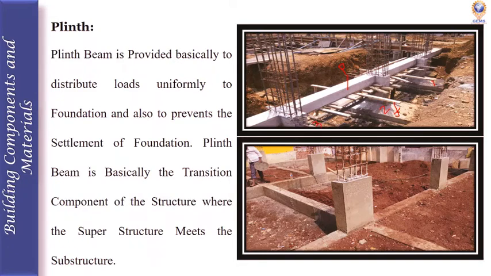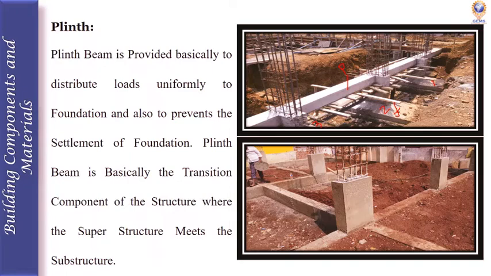Without the plinth beam, the first foundation may get higher load intensity. So due to the higher load intensity, what will happen? That foundation may go to settlement. If one foundation goes to settlement, it will affect the whole structure. So to avoid that, we introduce a plinth beam in the structure to distribute the load evenly to the foundation. Due to the even distribution of the load, we can prevent the settlement of the foundation.